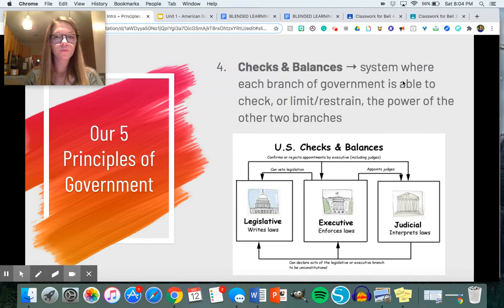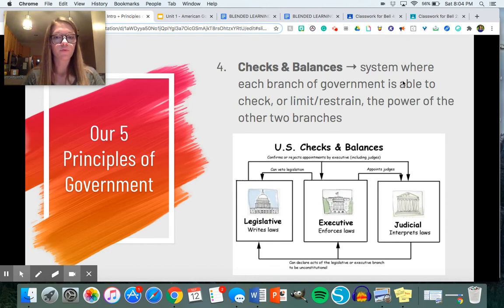Our fourth principle is checks and balances. Checks and balances is a system where, once you have your powers split into three branches, each branch of government is able to then check or limit or restrain the power of the other two branches. So we wanted to make sure that one branch didn't become too powerful. So each can take action against the other branches to prevent that from happening.